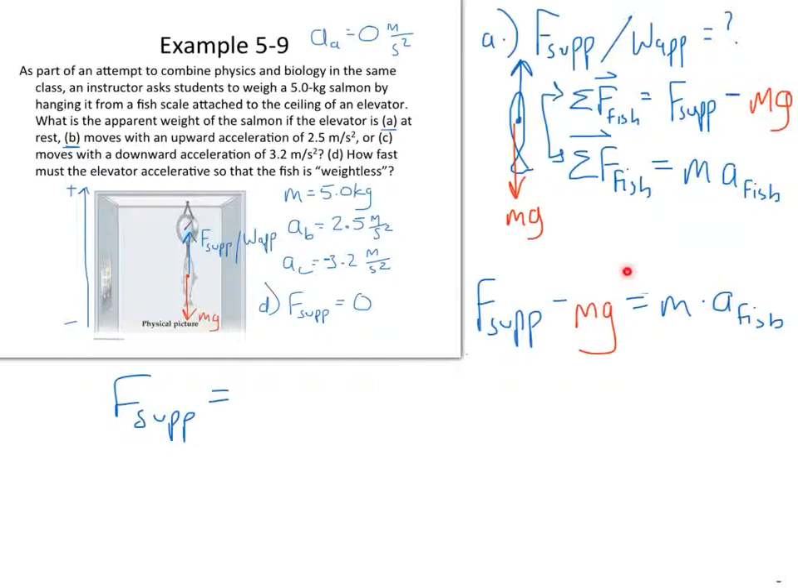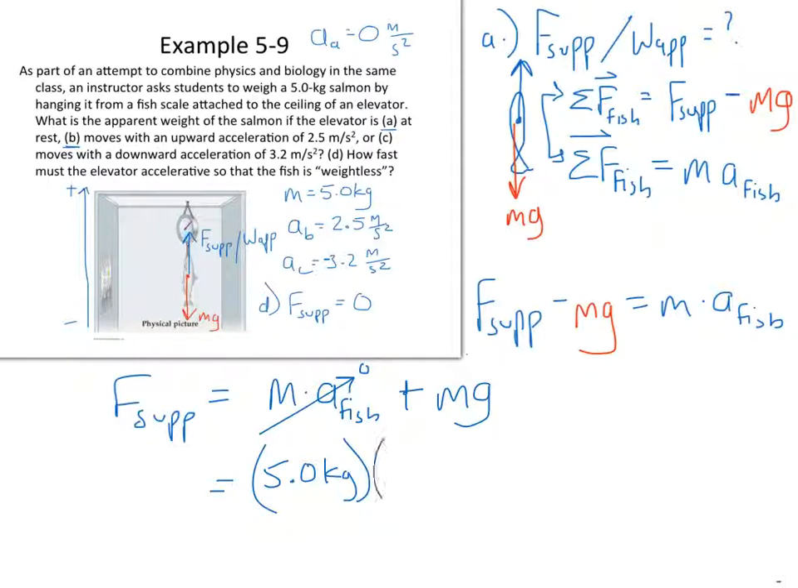Well, we're going to take that mg and, since it's being subtracted, add it to the other side, right? It's going to be mass times the acceleration of the fish plus mg. All right, now we just got done saying that the acceleration of the fish is 0. So that's going to go away. And so your supporting force, or the apparent weight, both of those are perfectly good ways to say it, is going to be equal to 5 kilograms, the mass of the fish, times acceleration of gravity, 9.81 meters per second squared. And what's that going to be?